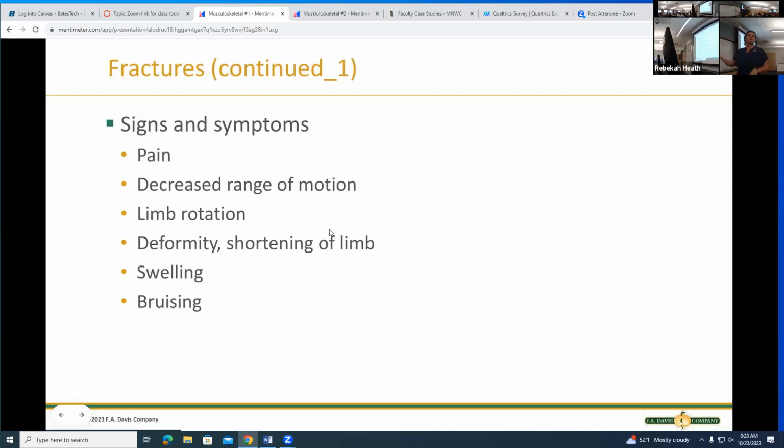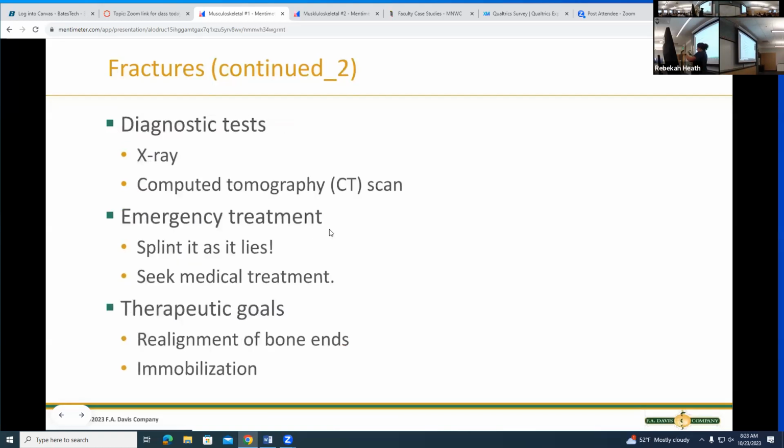Also, bruising and swelling, super common, right? There's going to be blood and other things under the skin. Your body's trying to splint it. So when you have that swelling around it, your body's actually trying to hold those bones in place. That's part of why we have all the swelling around there.